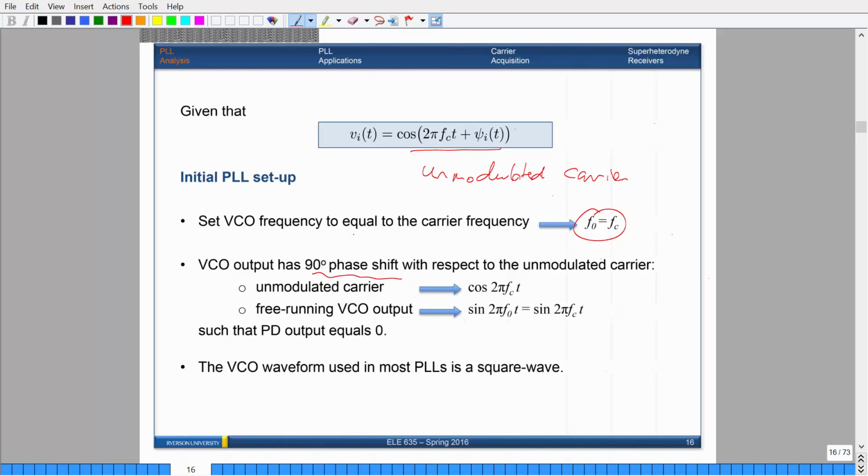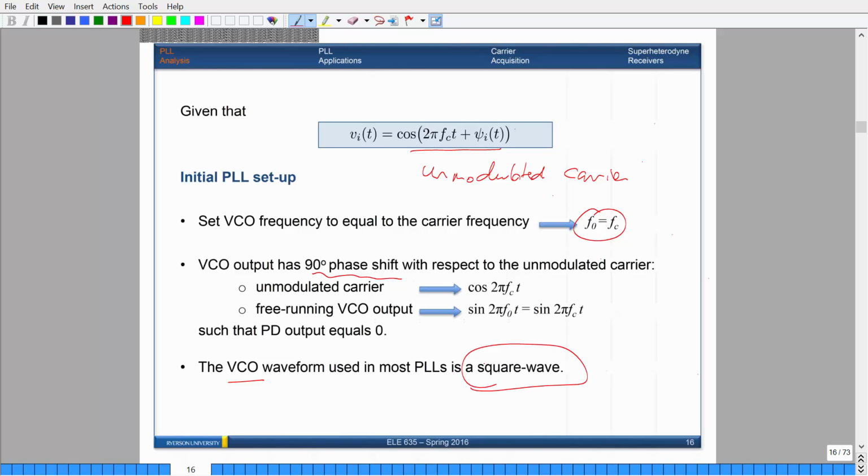Okay, most PLLs use a square wave as the voltage controlled oscillator. The reason is that it's a lot easier to design. If you've ever made the electronics for a square wave, especially in ELE 504 or 514 or whatever course you're taking, you can see that it's very easy to create a square wave. You just use hysteresis with positive feedback, and it saturates at plus or minus whatever voltages you're coming in with. So it's actually very easy to create a square wave.